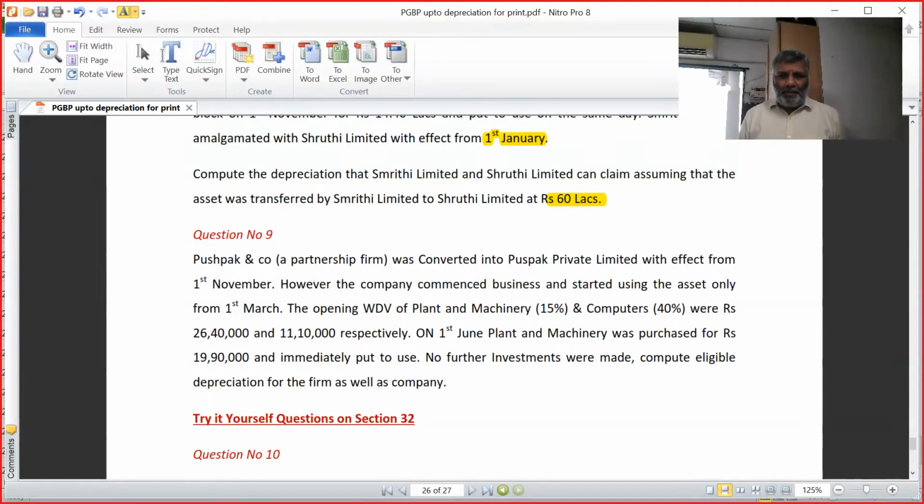Pushpak Limited, a partnership firm, was converted into Pushpak Private Limited with effect from 1st November. However, the company commenced its operation only from 1st March. The opening WDV are for plant and machinery and computer. Plant and machinery purchased 1990 and immediately put to use. No further information is available. Compute eligible depreciation for the firm as well as company. Please ignore additional depreciation, only the normal depreciation. Go ahead, the question is yours.